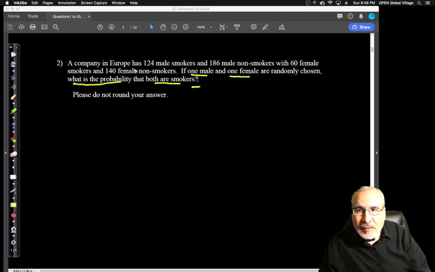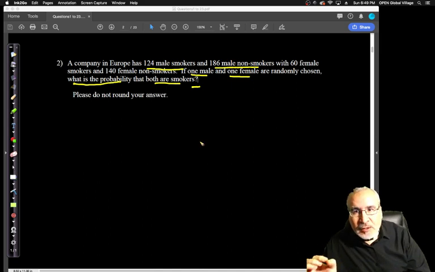Company Europe has 124 male smokers and 186 male non-smokers. We assume they're employees. And then we've got 50 female smokers and 140 female non-smokers. So again, with probability, we're just interested in the number we're counting, which in this case are smokers, divided by the total number of all.